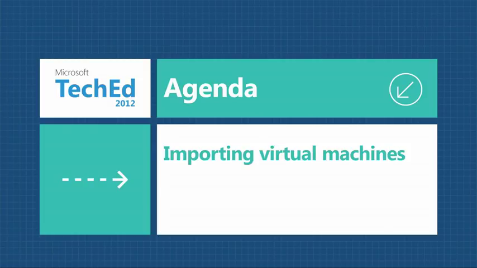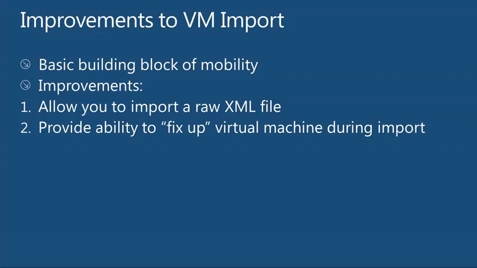So in 2012, we've done two big changes to address our sins of the past here. The first one is we now let you take just the raw XML files and VHD files and import them. You don't need to export anymore. We have an export button in the UI. All it does is copy the files.